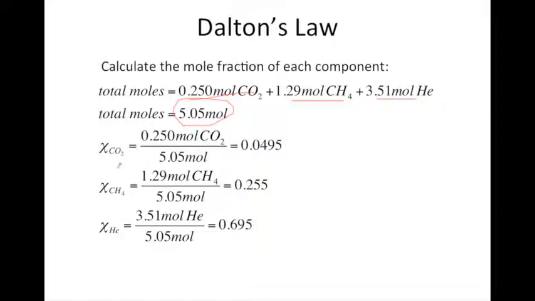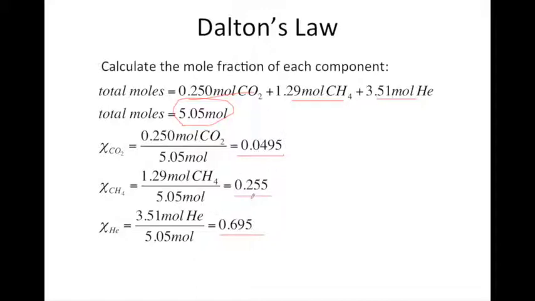To calculate the mole fraction for each gas, we just take the moles of that gas divided by the total moles. So you can see here for carbon dioxide, we took 0.250 moles of carbon dioxide divided by the total moles, and you can see the mole fraction here. So the more moles of the gas we have, the larger its mole fraction. We have more moles of helium, so the mole fraction of helium is greater. In other words, this is really kind of like a percentage. The mixture contains about 69.5% helium, about 4.95% carbon dioxide. So we have our mole fractions.